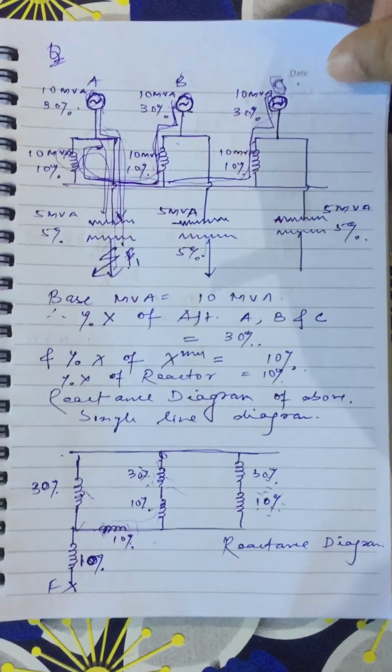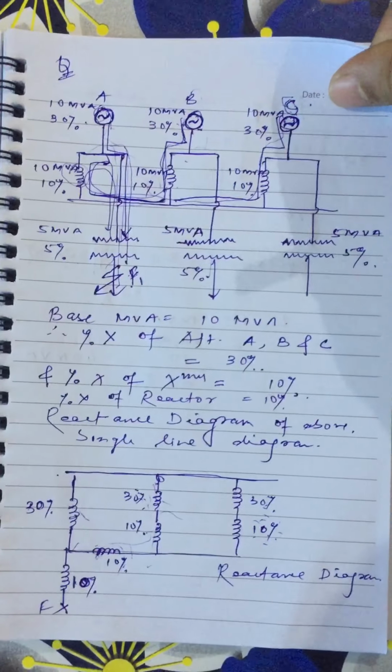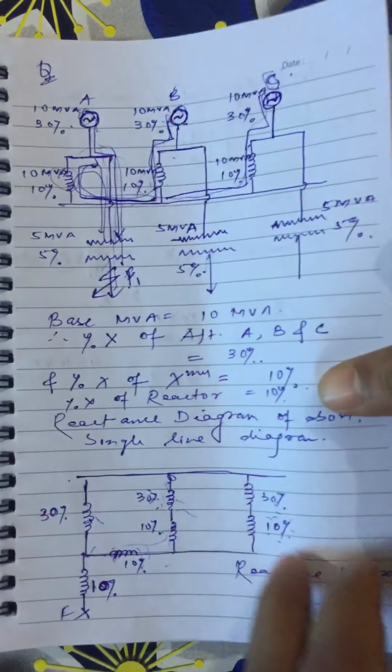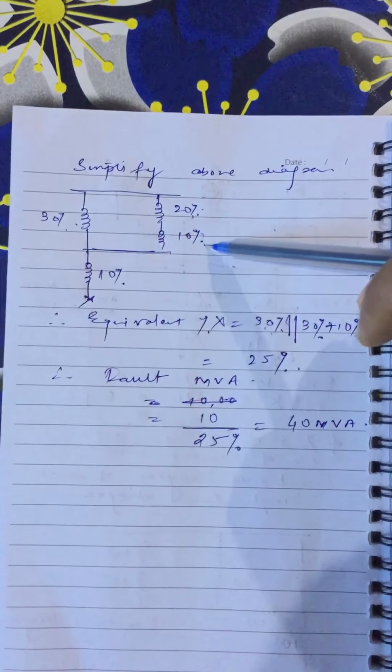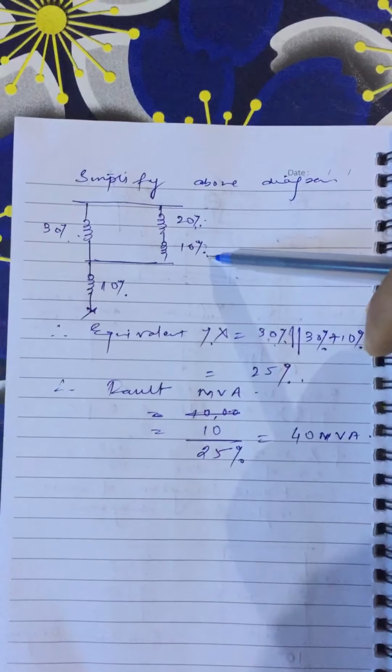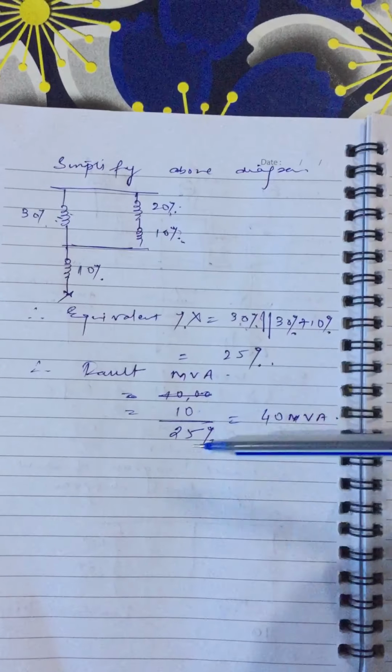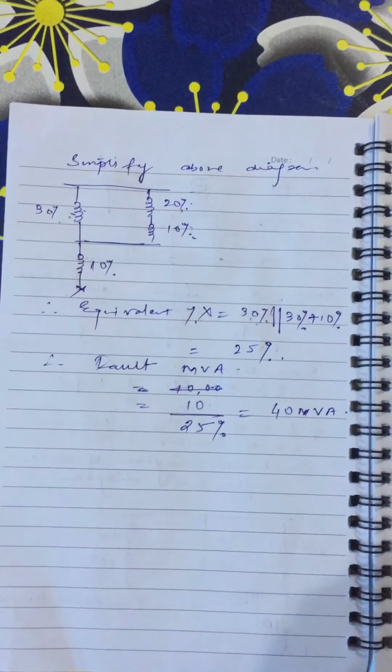So let us check the simplified reactance diagram for this particular diagram. This is 20% and 10% in series, and this 30%. This 20% and 10% is equal to 30%, and this is in parallel with this 30%, so it becomes 15%. This 15% will be in series with this 10%, so it will become 25%. So the fault MVA will be our base MVA divided by the equivalent percentage reactance on the base MVA, so it will come as 40 MVA.